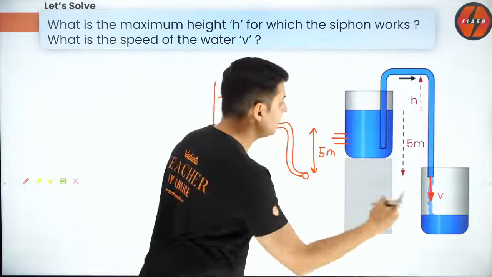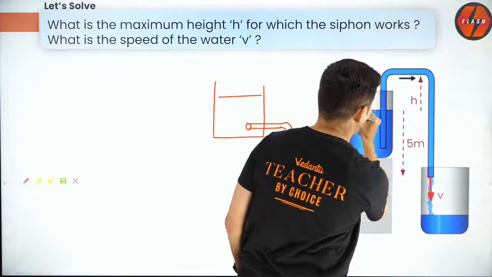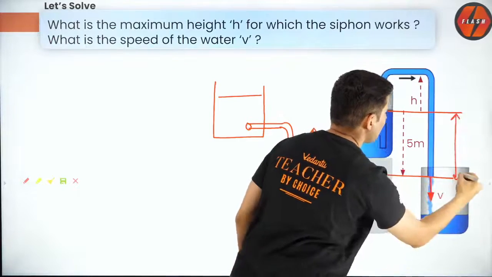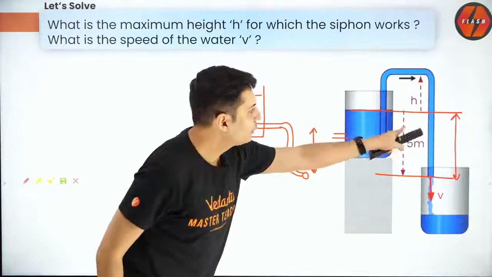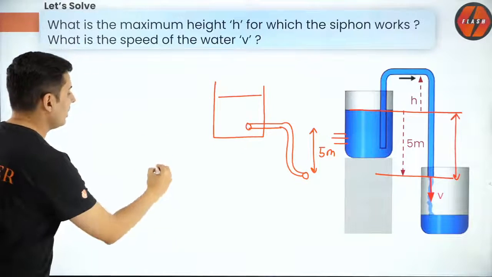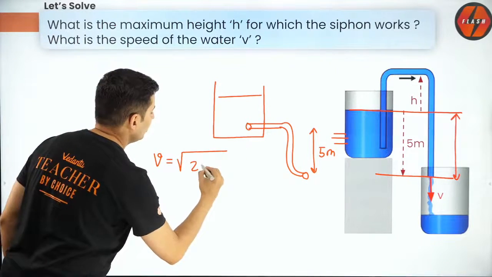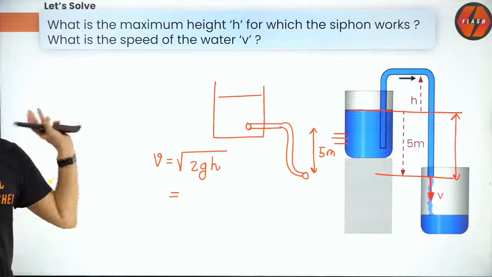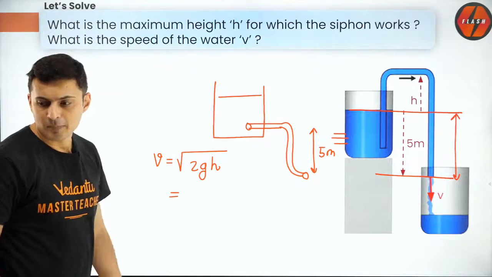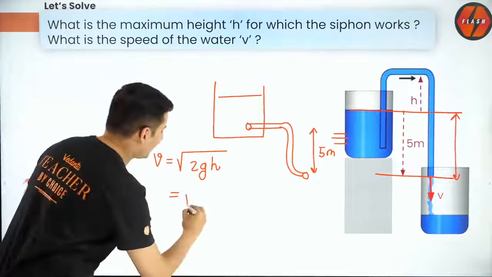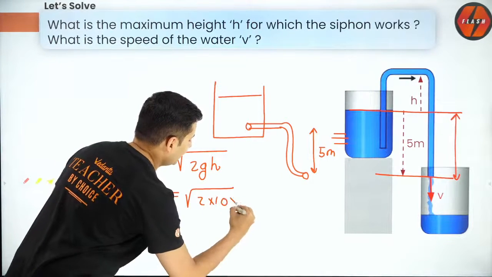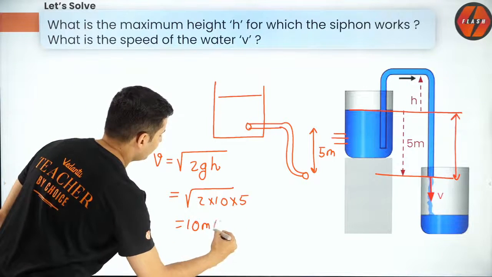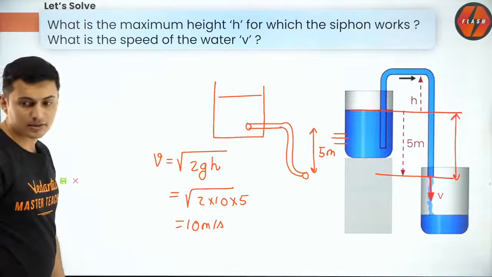And then all you need is how much below is the opening from the level of the water. If you know that, you can directly use the formula v is root of 2gh. That's it. If you know that formula, you will get it. Root of 2 into 10 into 5, so root of 100, so it will be 10 meters per second. So that's how this works.